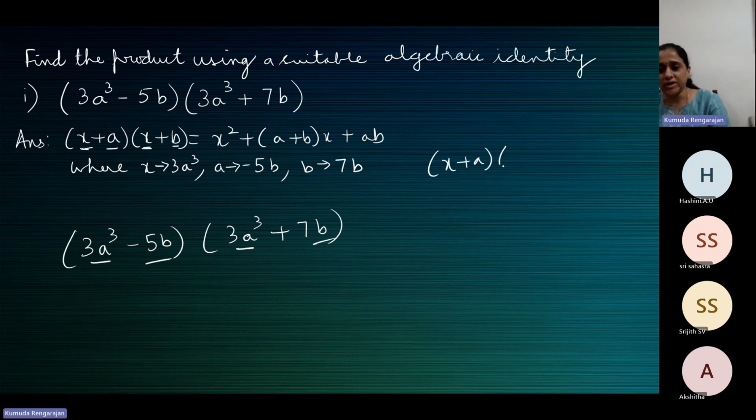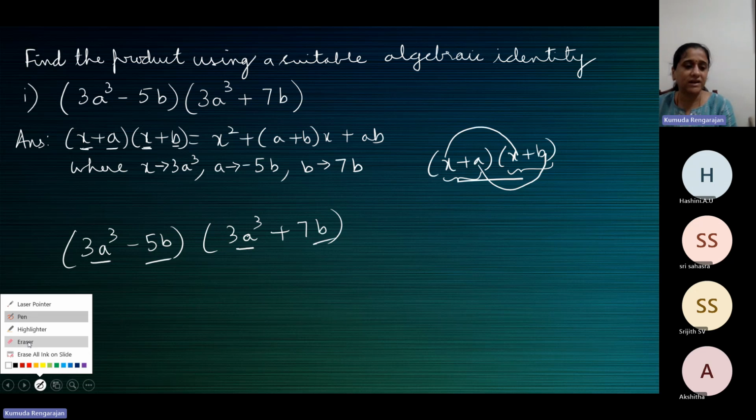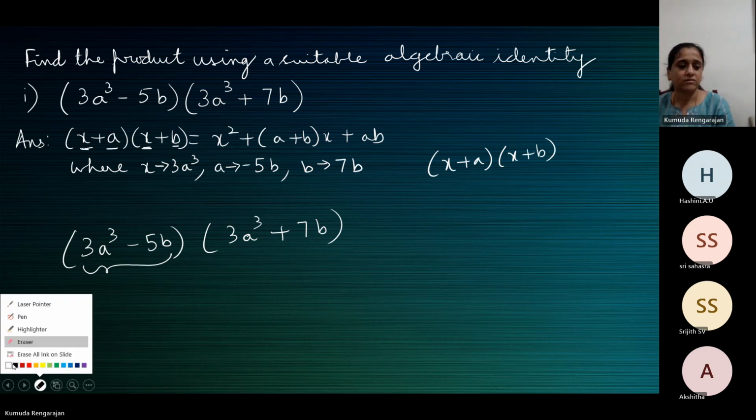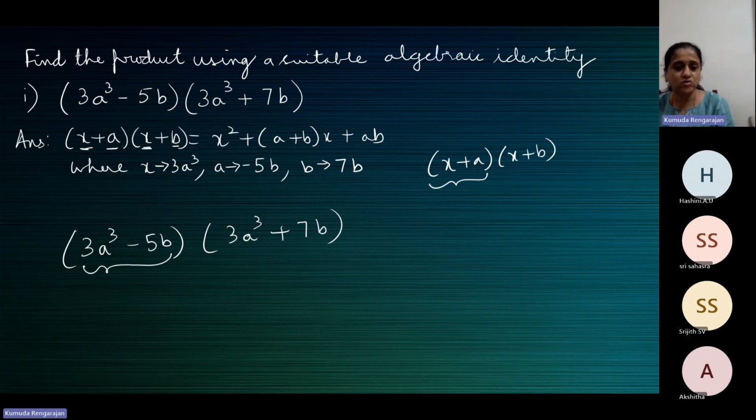In x plus a into x plus b, what do you understand? The first bracket has two terms, the second bracket has two terms. Yes or no? Yes, ma'am. In both the brackets, the first term is the same, x. The second terms are different. Now see if this and this can be related. This bracket has two terms, like this one.